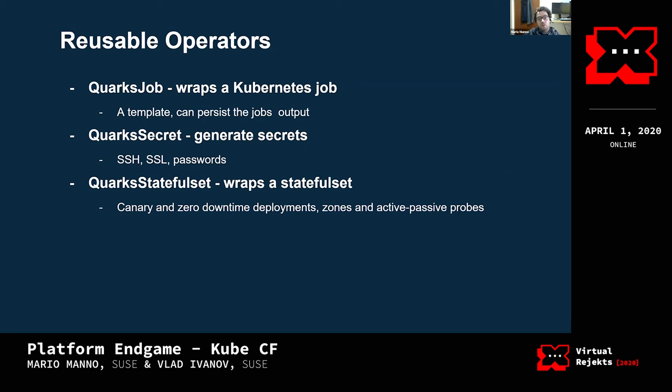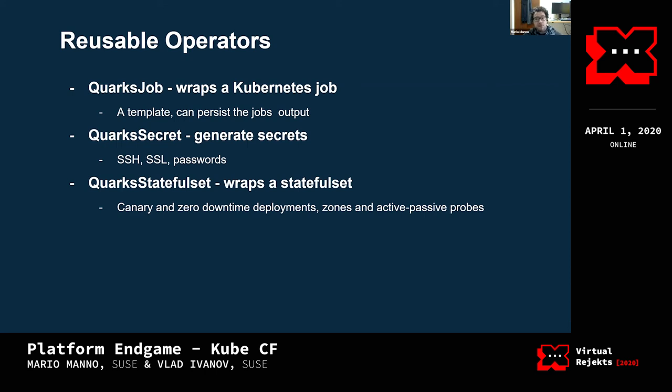But we structured the project in a way that we think we can salvage some of the work. And so we came up with, I think, three core components, which we want to reuse. The one you already saw is already a standalone Helm chart, which you could use, which is Quarks Job. It's basically a wrapper around a Kubernetes job. It acts as a template, so you can trigger it. You can tell it to run now and it will spawn a new Kubernetes job.